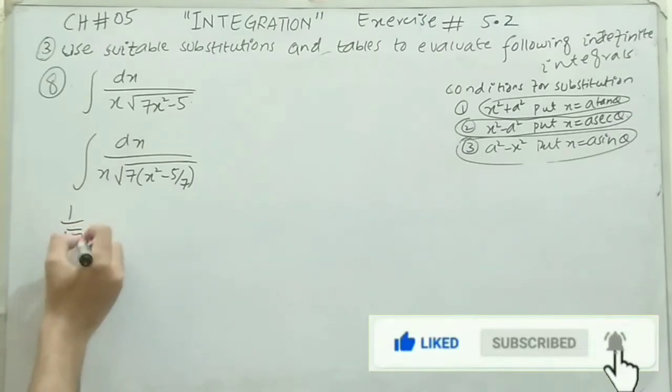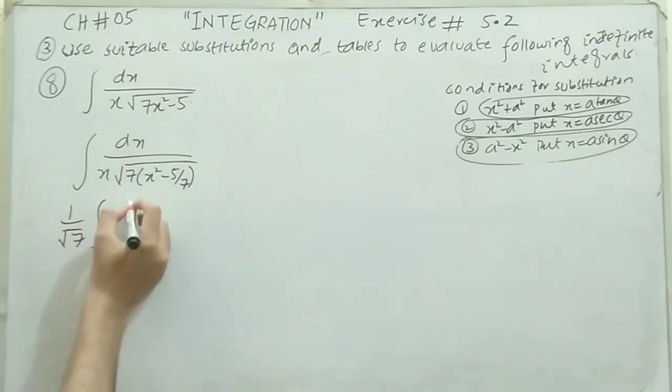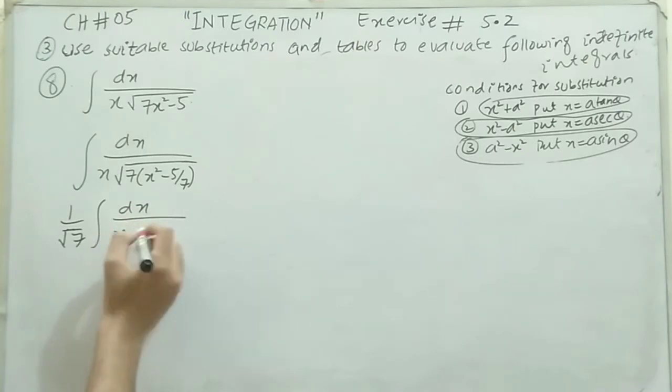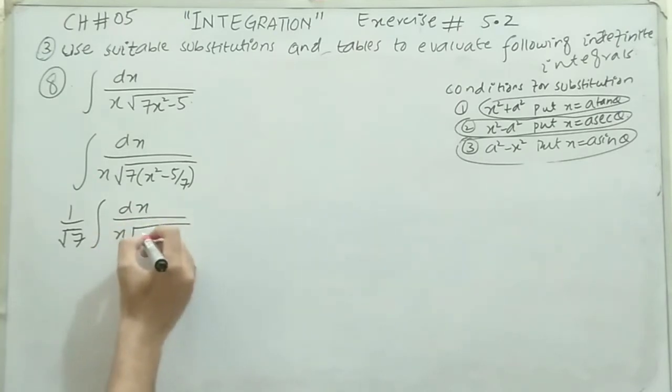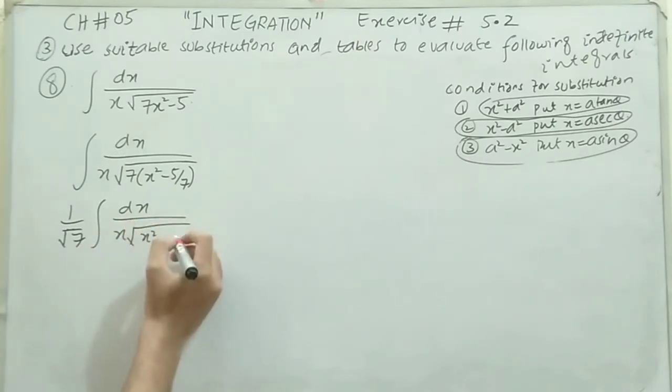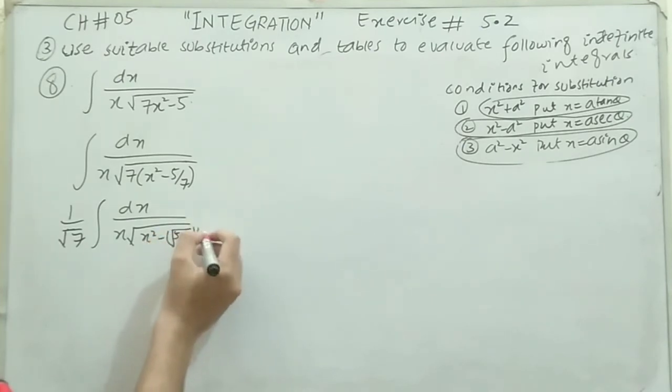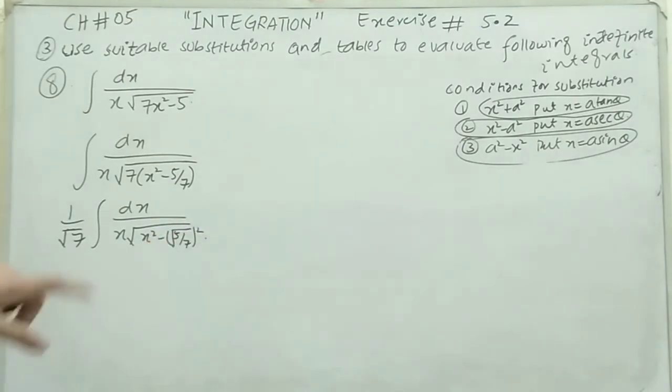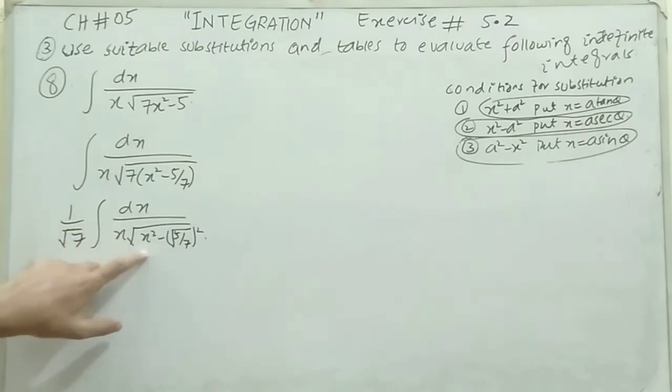So 1 over root 7 integral of dx divided by x, and inside, x squared minus 5 by 7 can be written as the square of root of 5 divided by 7. So here it is the formula 1 over x into root of x squared minus a squared. We can also solve this type of integral through the method of substitution.